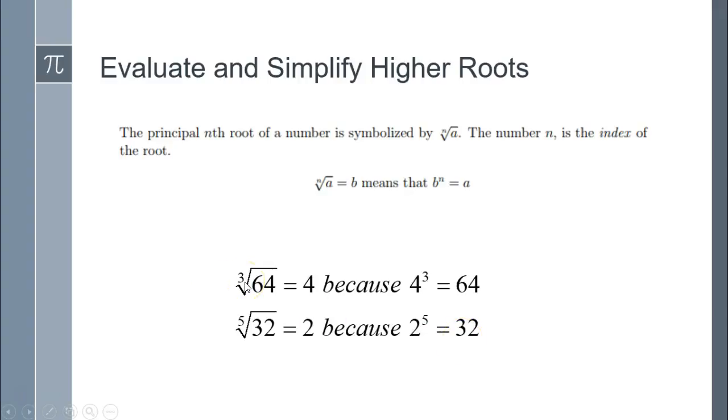In the cube root of 64, the index is 3, the radicand is 64. And in the fifth root of 32, the index is 5, the radicand is 32.